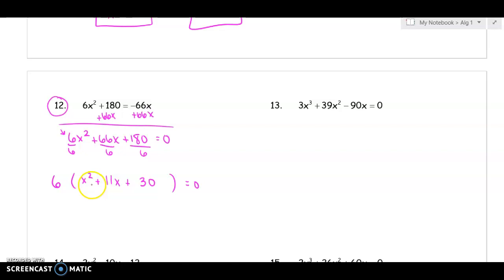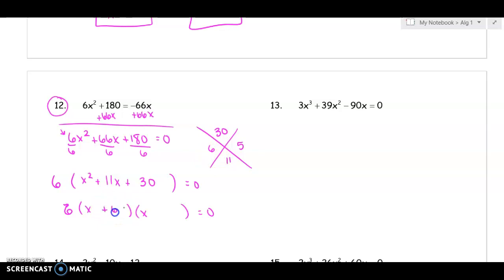Now what we need to do is we need to do a box problem. It's got to multiply to be 30 and add to be 11. Those two numbers are going to be 6 and 5. 6 times 5 is 30. 6 plus 5 is 11. So we make our 6 out in front, two sets of parentheses with an x at the beginning of both.